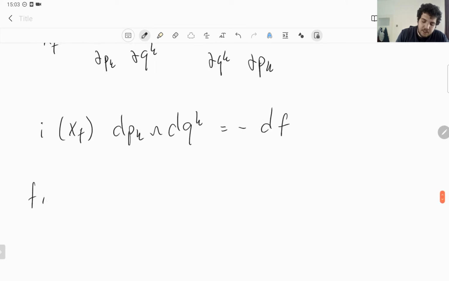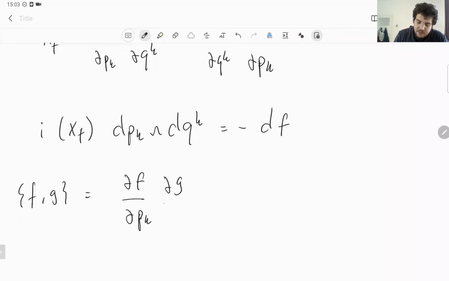Okay, let's have the Poisson bracket, and we can say that this is now equal to... Why are we using pk and qk here? Because f is a function of them. This is the way we describe f, as we said before.